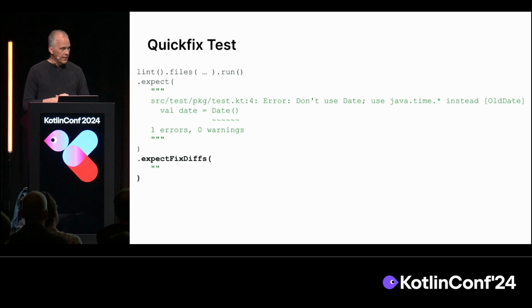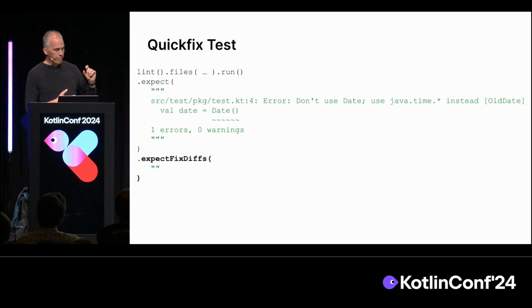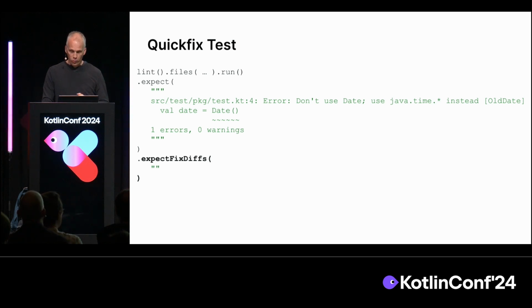So on the test DSL, on the checked result, we can also check the fixes. So the way this works is that we just specify that we want to see the expected diffs from applying all the fixes to this same unit test. So similar to what we saw in the IntelliJ preview earlier.